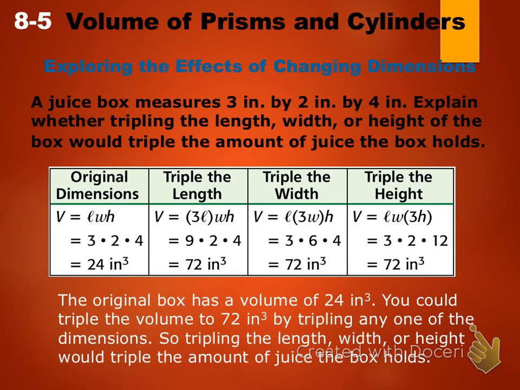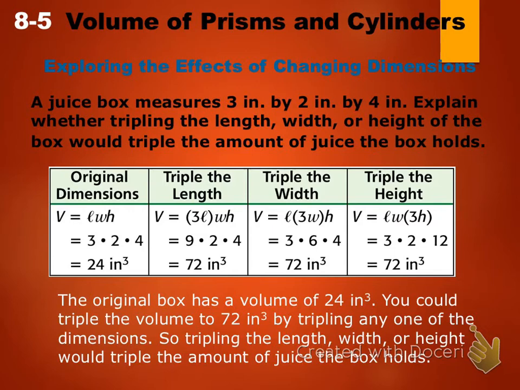So what happens when we change the dimensions of the figure? Let's take, for example, we have a juice box that measures 3 inches by 2 inches by 4 inches. Now explain whether tripling the length, width, or height of the box would triple the amount of juice the box holds. If you notice, the original dimensions would be 3 times 2 times 4, which is 24 cubic inches.